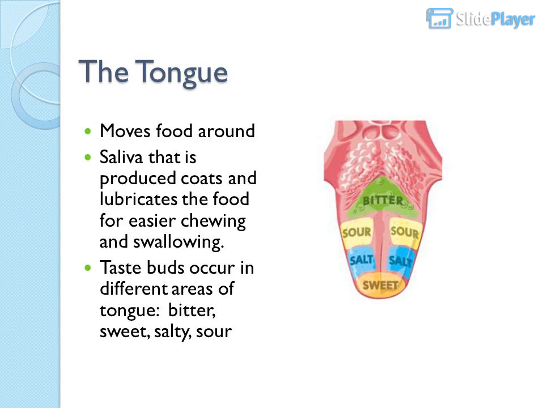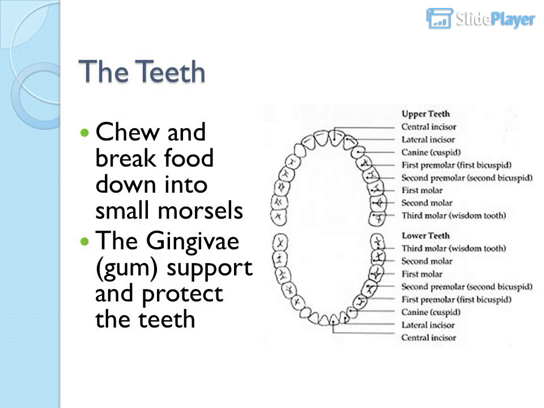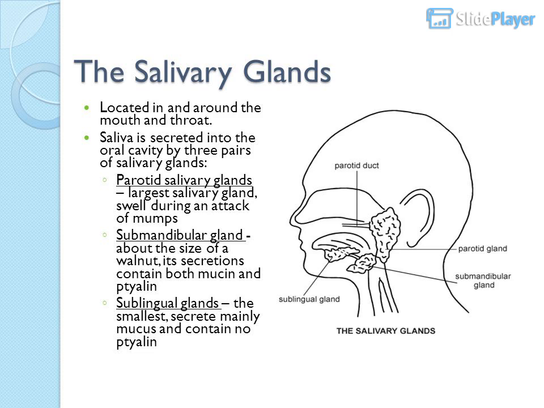Taste buds occur in different areas of the tongue: bitter, sweet, salty, sour. The teeth chew and break food down into small morsels. The gingivae, gums, support and protect the teeth. The salivary glands are located in and around the mouth and throat.